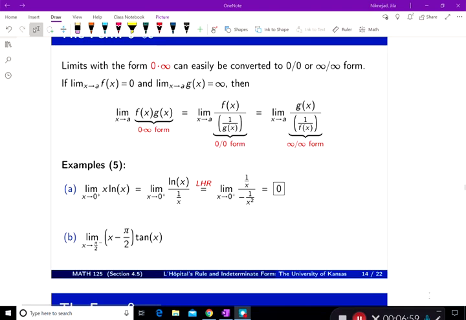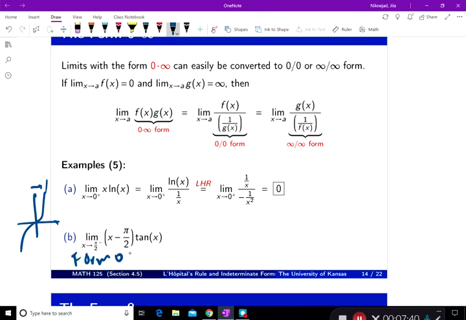Now let's do another limit that is a 0 times infinity form. Here, the limit as x goes from the left side to pi half of x minus pi half times tangent of x. So x minus pi half is 0. Tangent of pi half, if you remember the tangent function, looks like this, and we're going from the left side, so we're approaching positive infinity. So the form is 0 times infinity.